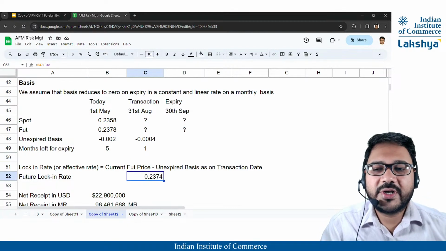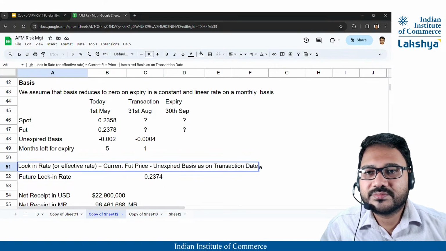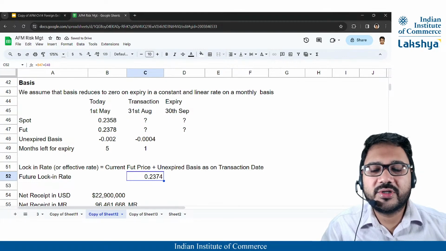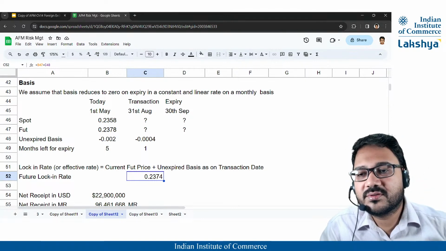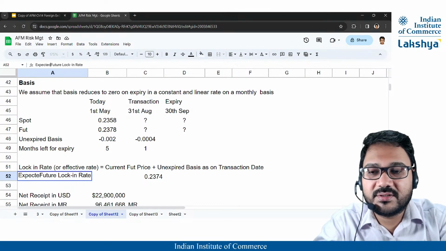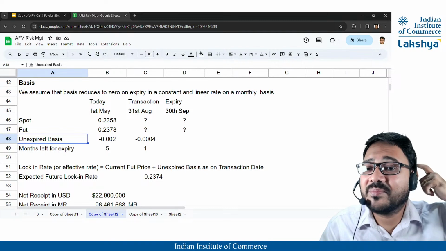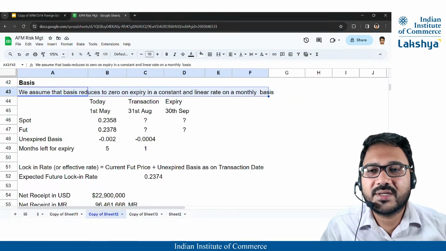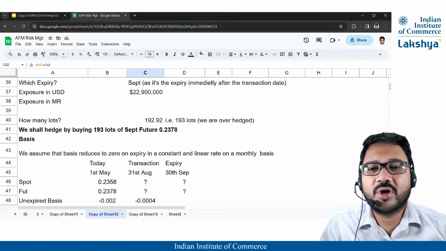And you arrive at your future lock-in rate. So this is the effective rate at which it will get converted, or expected. You could call this expected future lock-in rate, because it's based on estimates, or based on the assumption that basis reduces to zero in a constant or linear manner. See, over here we have written the assumption. So you find your expected lock-in rate. That means this is the rate at which eventually you would have to execute your transaction.